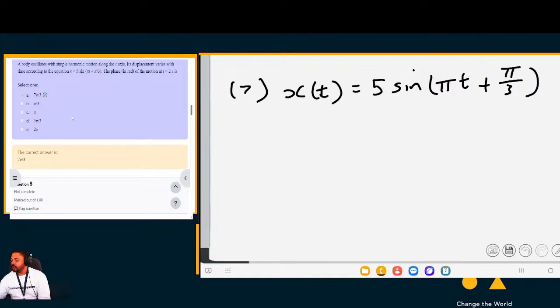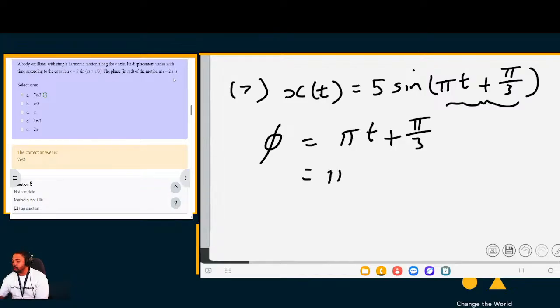The phase in radians of the motion at t equals 2 seconds is. So, first of all, what do they want? They want the phase, the phase in radians after 2 seconds. So basically what you do is this here will constitute your phase. So let's say the phase is equal to pi times time plus pi over 3.